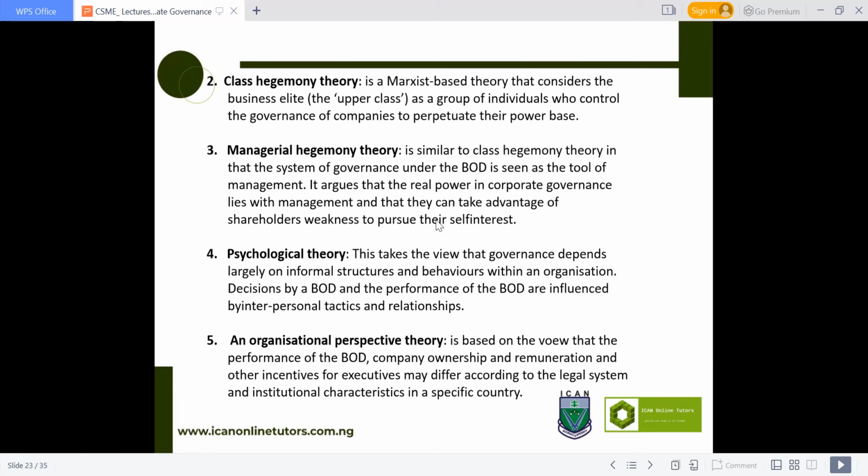This takes the view that governance, how well the company is going to be directed and controlled, depends largely on the informal structure and behaviors within an organization. Decisions by the board of directors and the performance of the board are influenced by interpersonal tactics and relationships. The success of the finance department is not only going to be a result of the company having a good office, but a result of the informal relationship structure that exists between the workers.